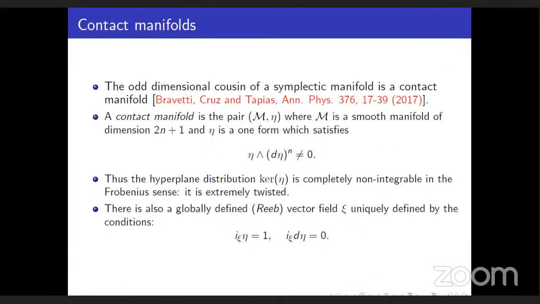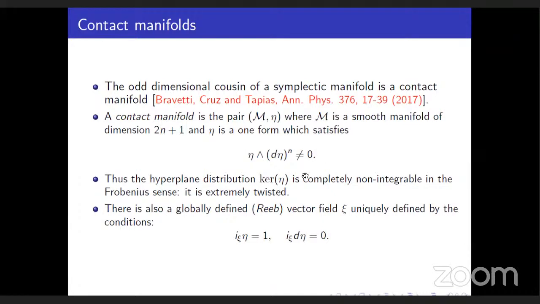Similarly, there is something called contact geometry. It's an odd-dimensional yet a little less symmetric counterpart of symplectic geometry. A contact manifold is a pair (M, eta), where M is a smooth manifold, this time of odd dimension, and eta is a one-form which satisfies this condition.